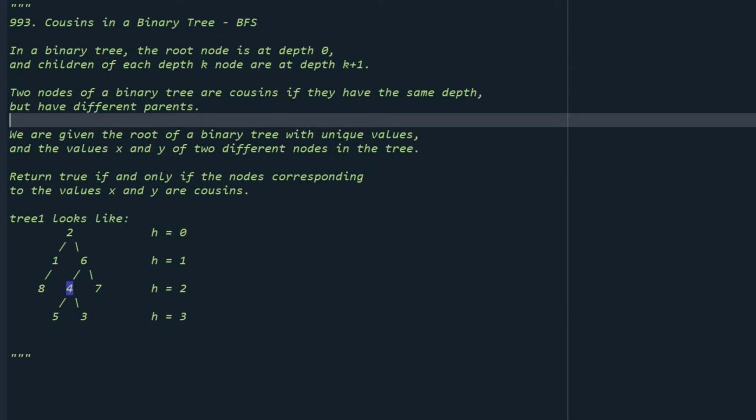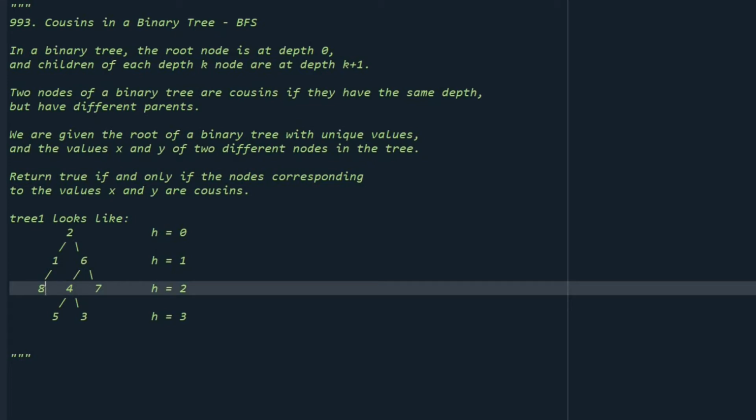Hello, in this video we are going to go over the solution of problem 993, Cousins in a Binary Tree. Two nodes of a binary tree are cousins if they have the same depth but have different parents. For example, here I have node 8 and 4. These two nodes are cousins because they are both at height 2 but they have different parents. But node 4 and node 7 are siblings, they are not cousins because they have the same parent.